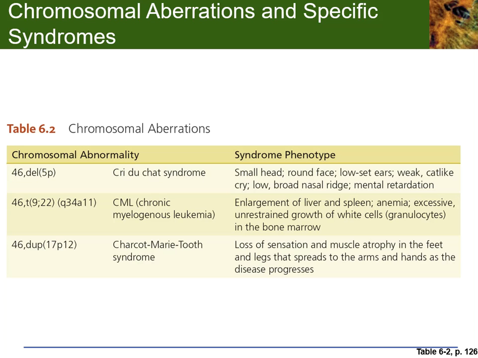Okay, some chromosomal abnormalities that you may find. For instance, on chromosome 46, there'll be a deletion at the 5p region, which will cause Cri-du-Chat syndrome, which phenotypically looks like a small head, round face, low set ears. They'll have a weak cat-like cry, low brow. They'll have a broad nasal ridge and mental retardation. So just to show you a couple of these, there's CML as well and Charcot-Marie-Tooth syndrome. You can read about those a little bit here and also in the book if you'd like.